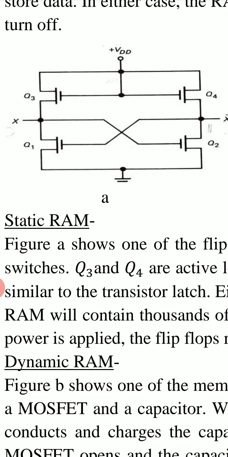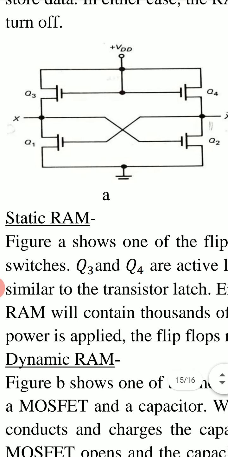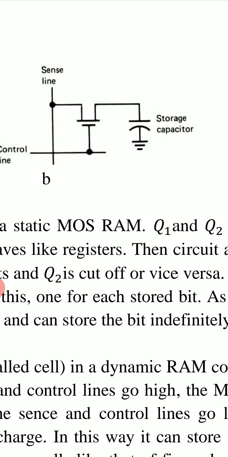2 MOSFETs Q1 and Q2 behave like switches. If one conducts, the other is in cutoff condition, and vice versa. And Q3 and Q4, these two MOSFETs, behave like resistances. They behave like active loads. So here 4 MOSFETs are used, and in dynamic RAM only one MOSFET is used along with a capacitor.